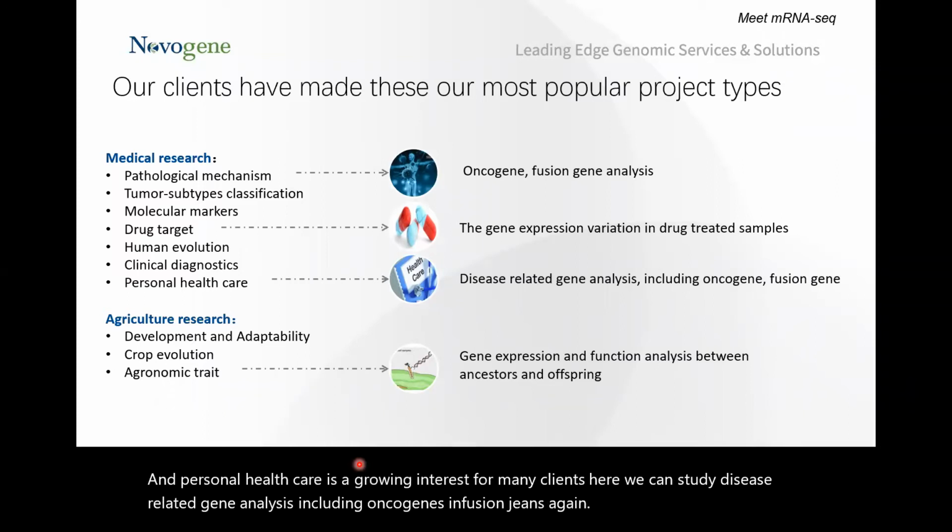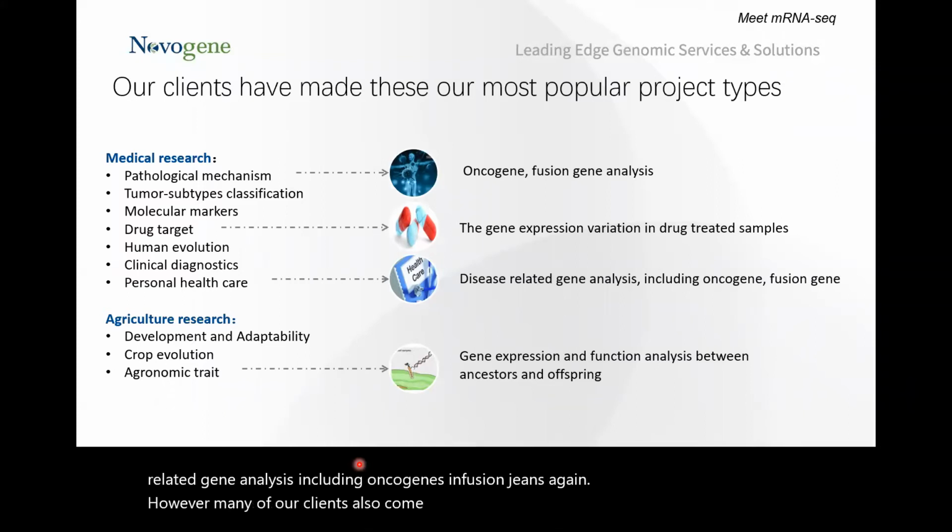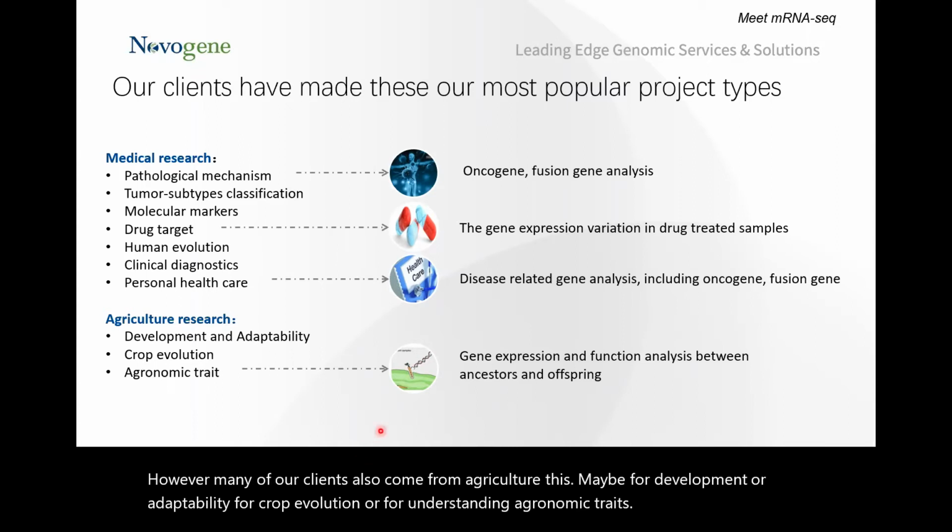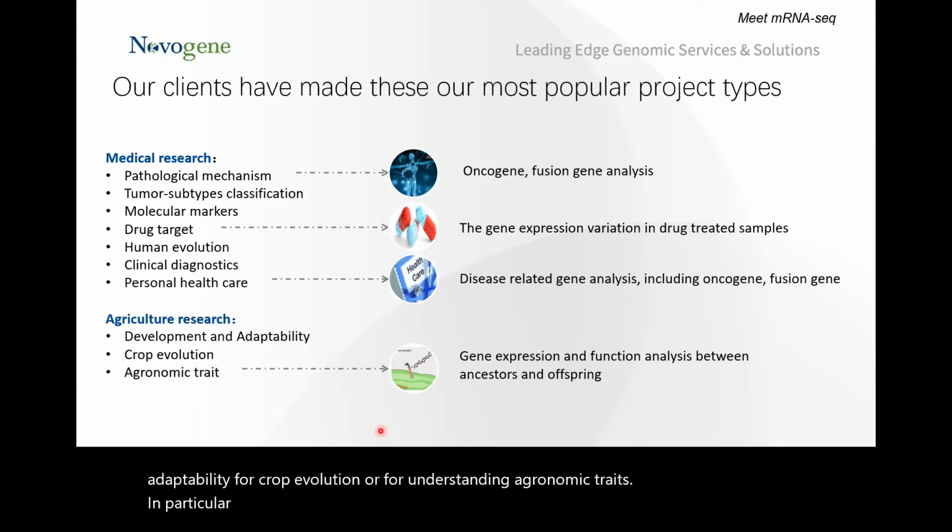However, many of our clients also come from agriculture. This may be for development or adaptability, for crop evolution, or for understanding agronomic traits. In particular, gene expression and functional analysis between ancestors and offspring can be very interesting.